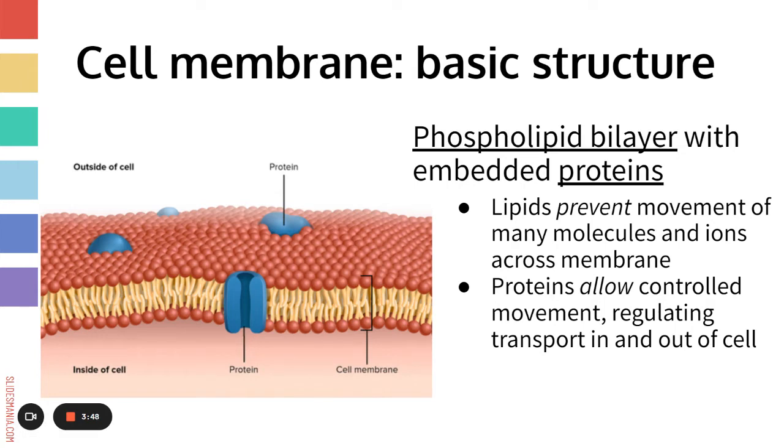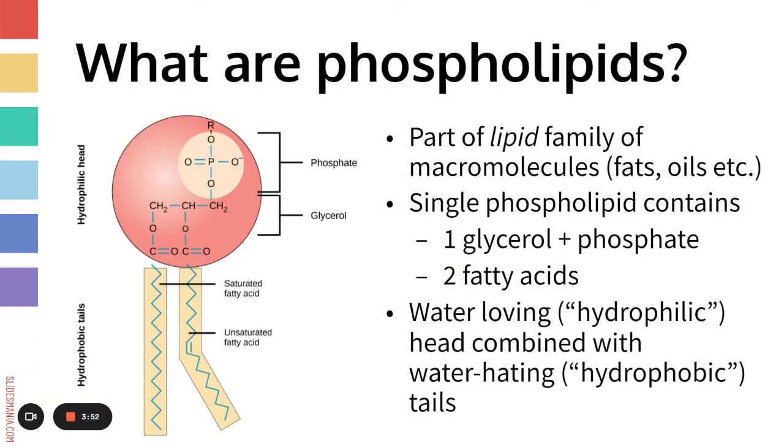Okay, so our next slide is going to focus in on what a phospholipid is and structurally what it looks like. As I mentioned before, they're part of the lipid family, which includes other molecules like fats and oils. One individual phospholipid is going to have a few different parts to it. This has the same coloring as what we saw in the previous slide. The head of the phospholipid contains one molecule of glycerol and one phosphate. That's the red portion here.